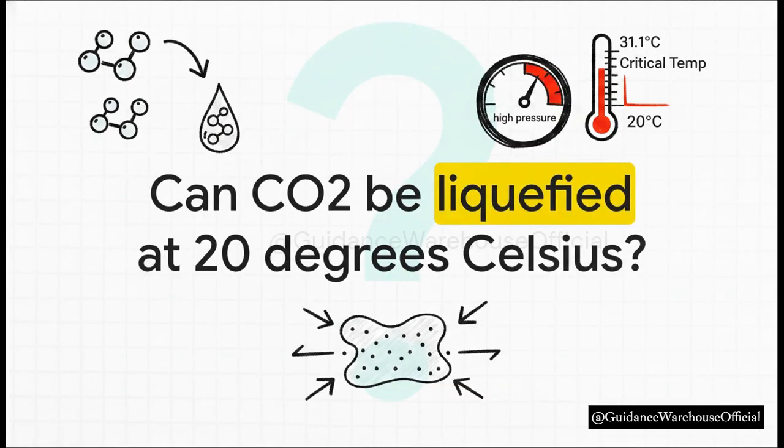Let's do a quick retention check to make sure we're on the same page. Based on the rule we just learned, can carbon dioxide be liquefied at a standard room temperature of 20 degrees Celsius? Think about it for a second. Yes, it absolutely can, because 20 degrees is strictly below its critical temperature of 31.1 degrees. So applying a high enough pressure will successfully force those CO2 molecules together into a liquid.